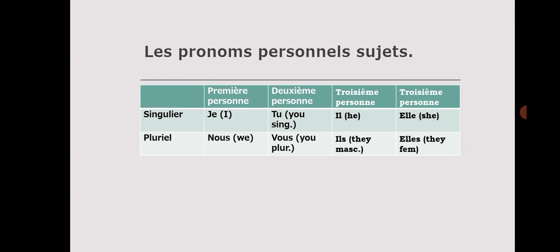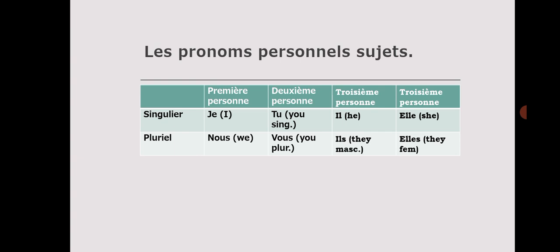Ensuite, on a première personne du pluriel, qui est nous. Nous means we. First person plural, which means nous. Nous is we. Deuxième personne du pluriel, qui signifie vous. Vous means you plural. I told you about it.